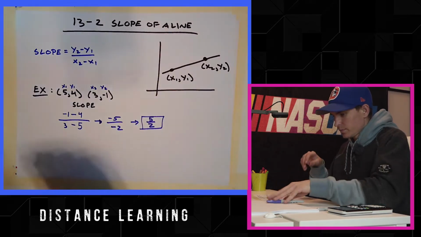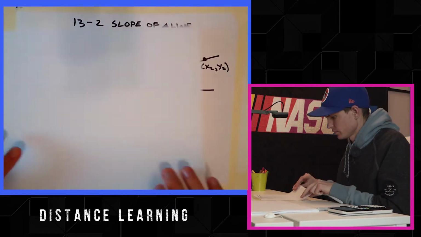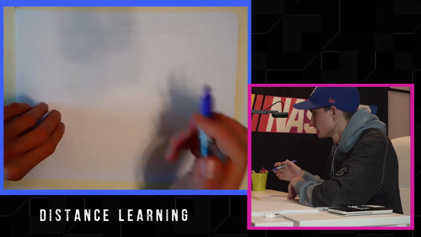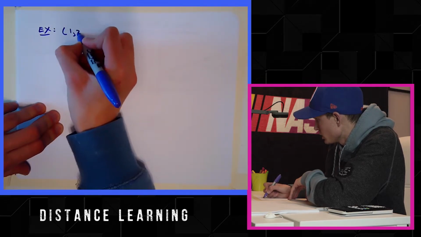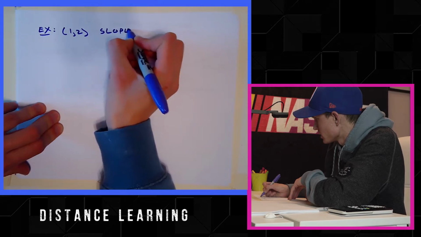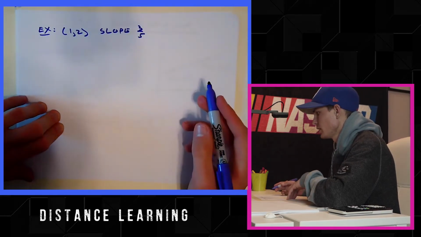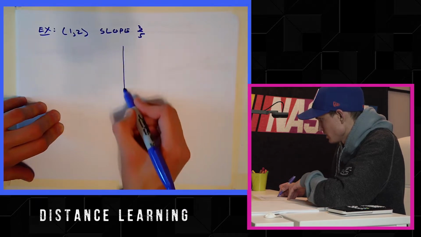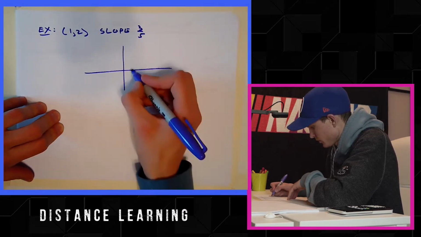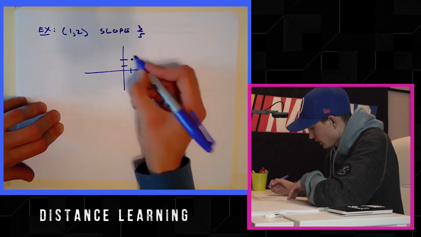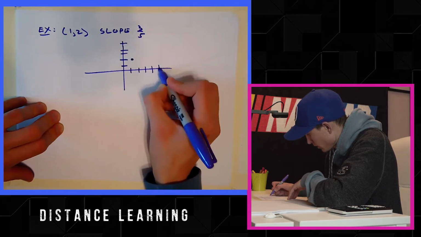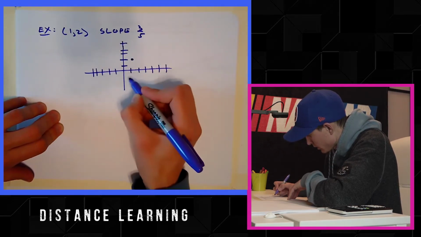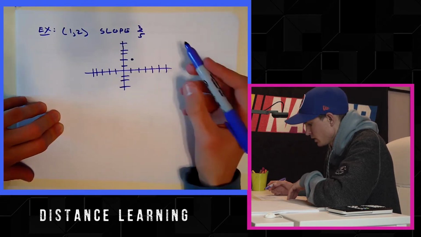Cool. Next example. Sketch a line that has the point 1, 2 and slope 3 over 5. It just says legit graph it. So, 1, 2. There's your coordinate for that. You don't need to go down, but why not? Slope of 3 over 5.